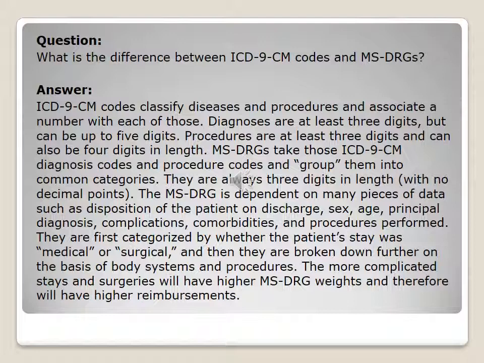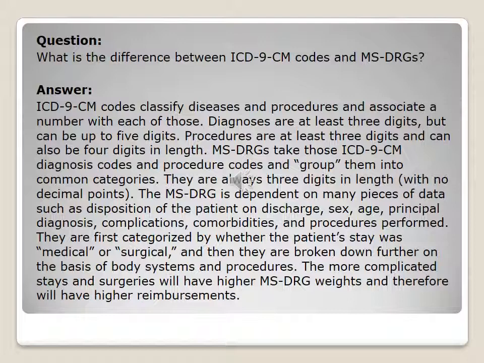Now, MS-DRGs take those ICD-9-CM diagnoses codes and procedure codes and group them into the common categories. They are always 3 digits in length, no decimal points. The MS-DRG is dependent on many pieces of data, such as disposition of the patient on discharge, sex, age, principal diagnoses, complications, comorbidities, and procedures performed.